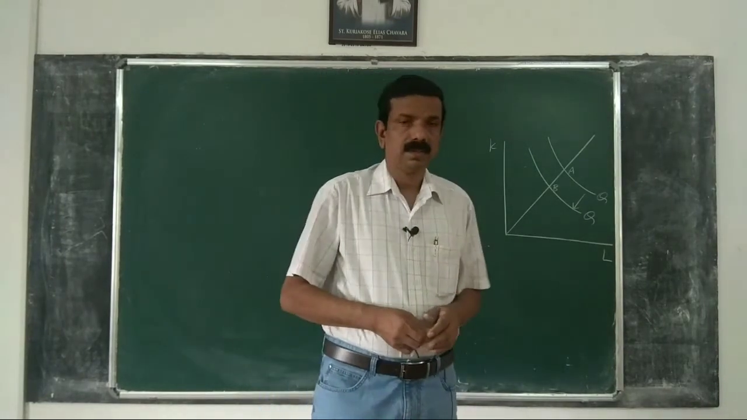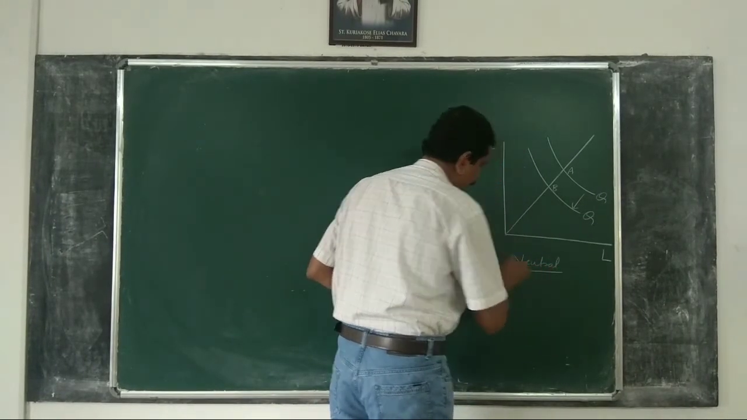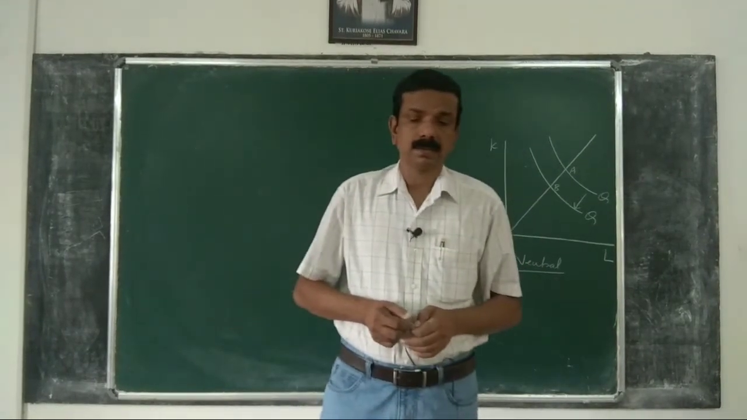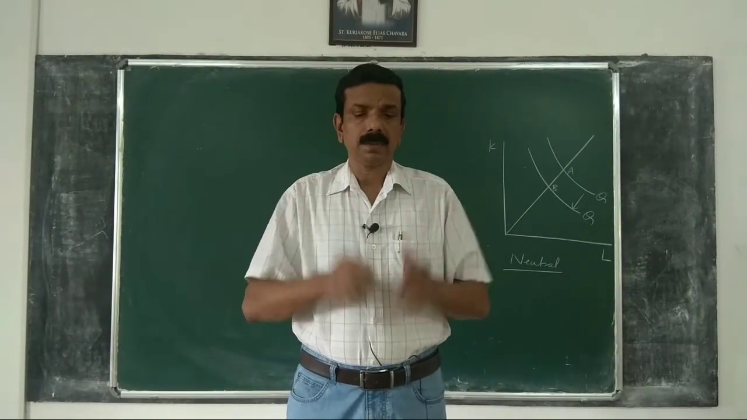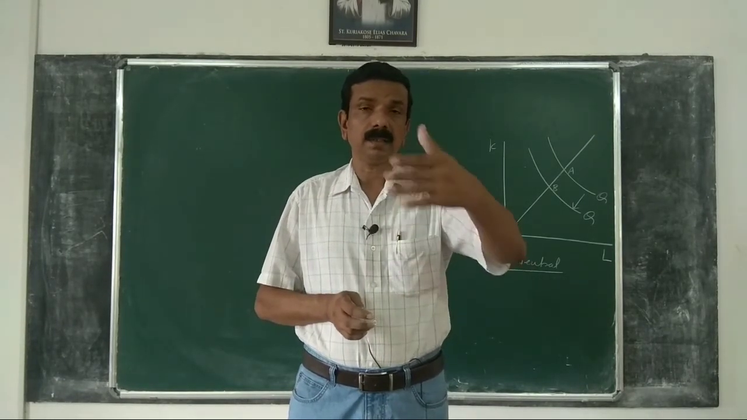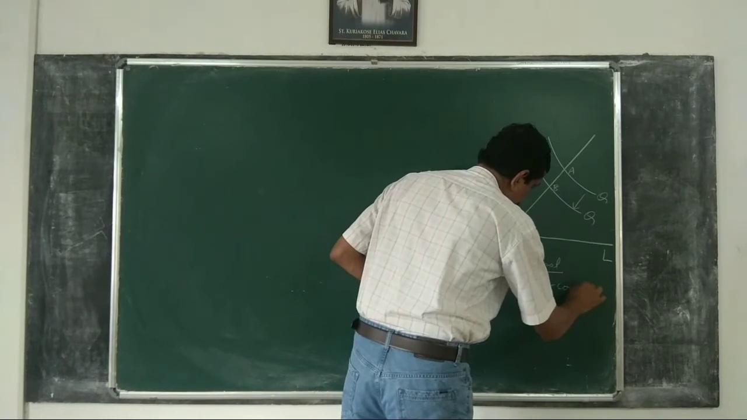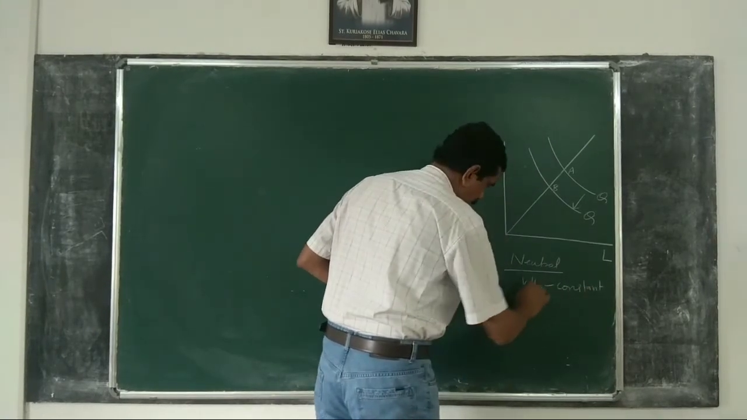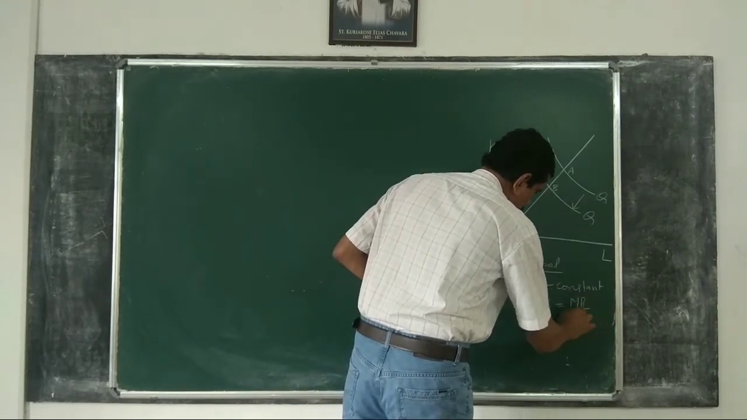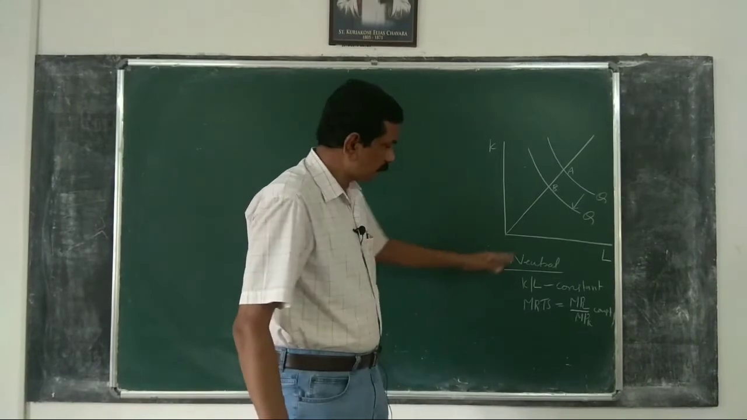Now let us define what is neutral technical progress, using the isoquants. Technical progress is said to be neutral if along a line in which the K by L ratio is constant, the MRTS, which is equal to MPL by MPK, is also constant. This is neutral technical progress.